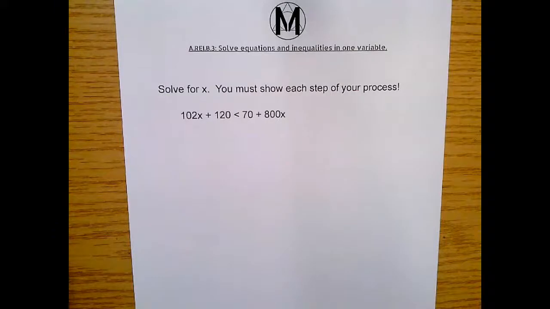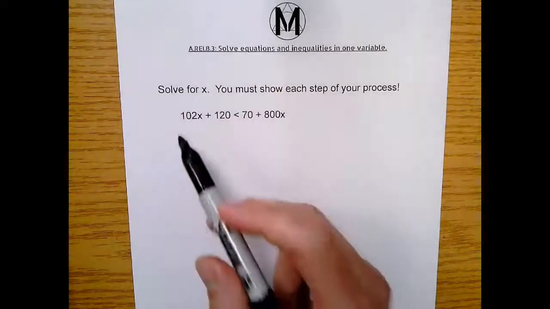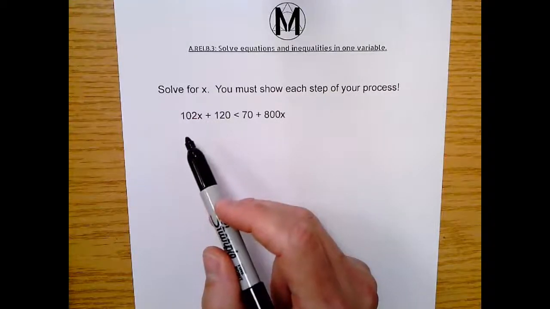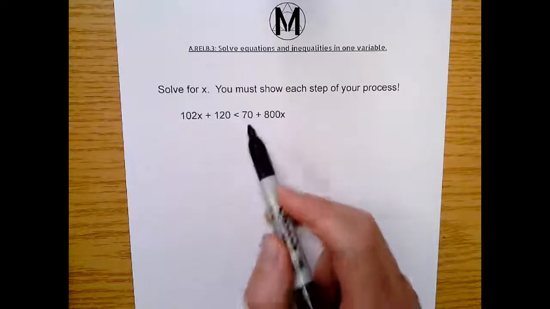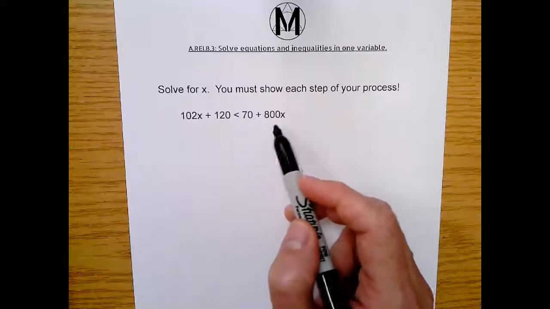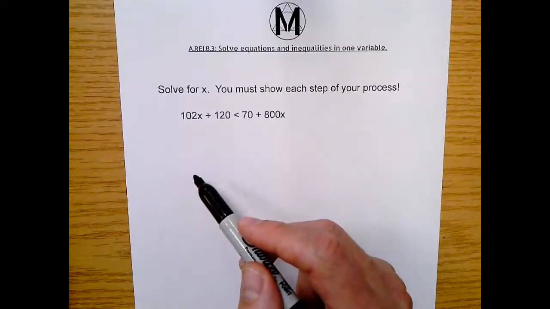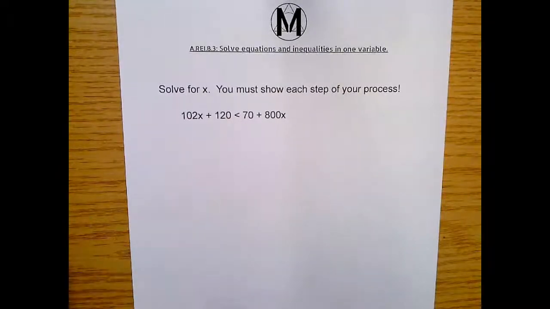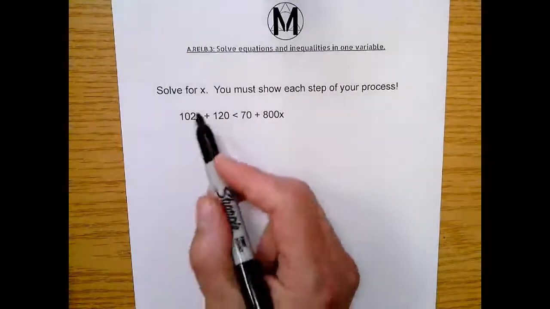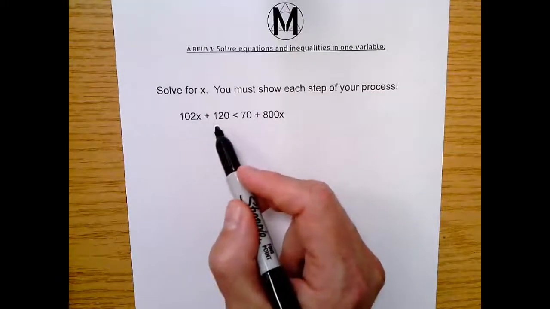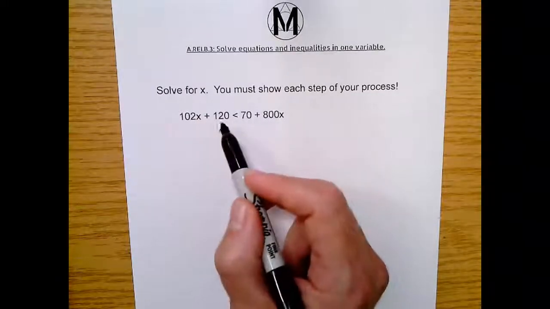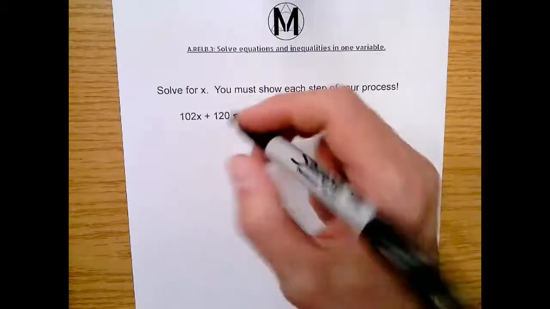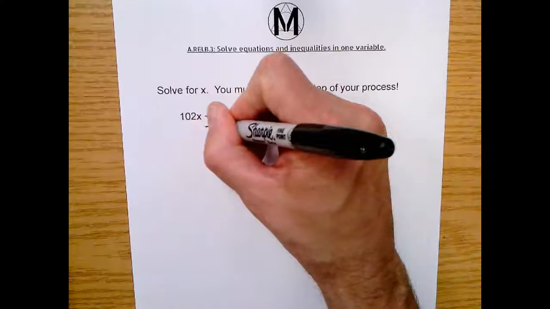Okay, so if we read this question, it says, I have 102x plus 120, and all of this, when combined, must be less than 70 plus 800x. Okay, so to solve this, we want to first isolate x and get x all by itself. So I'm going to leave this for now, and I'm actually going to try and move this constant over. If I move that constant over, I just think about the opposite. This says plus 120, so now I say minus 120.